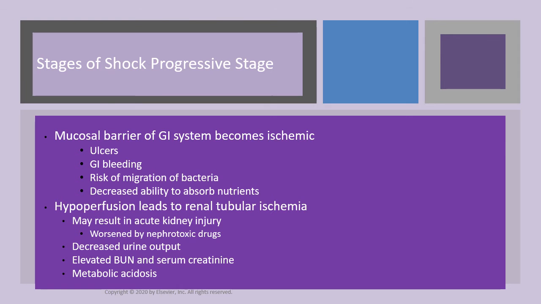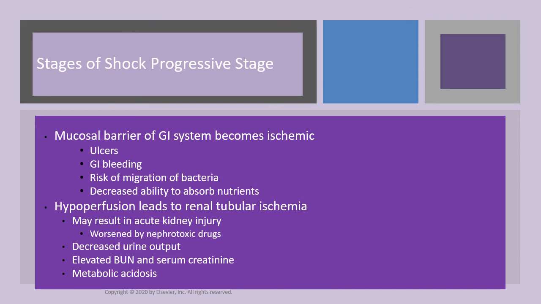The GI system is affected by prolonged decrease in tissue perfusion. As the blood supply to the GI tract is decreased, the normally protective mucosal barrier becomes ischemic. This ischemia increases the risk of bacterial migration from the GI tract to the blood and lungs. The decreased perfusion in the GI tract leads to decreased ability to absorb nutrients.